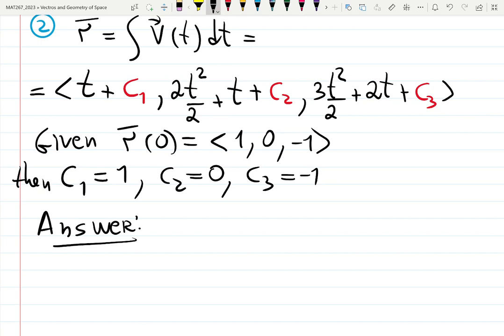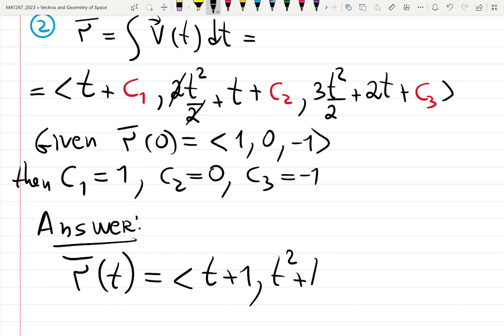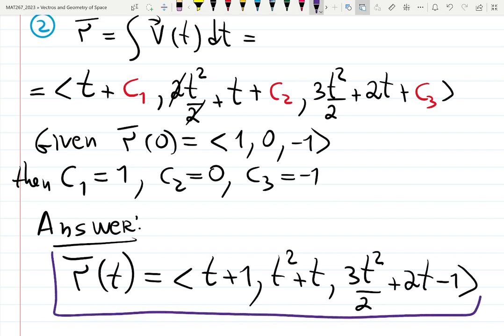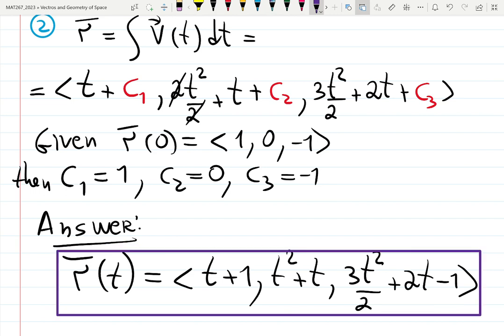And we have the answer. The answer is R of t, which we found from velocity, and velocity we found from acceleration, integrating acceleration twice. It will be t plus c1, that's t plus 1. 2t squared over 2 is going to be t squared plus t, plus c2, that's plus 0. 3t squared over 2 plus 2t plus c3, and that is minus 1. Wow, that is the answer. We did exactly the same thing in calculus 1. We call it an initial value problem. Just now those are vectors.